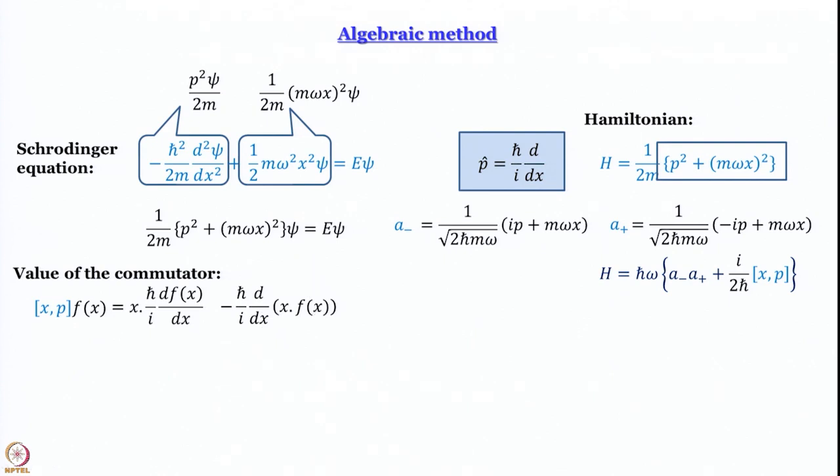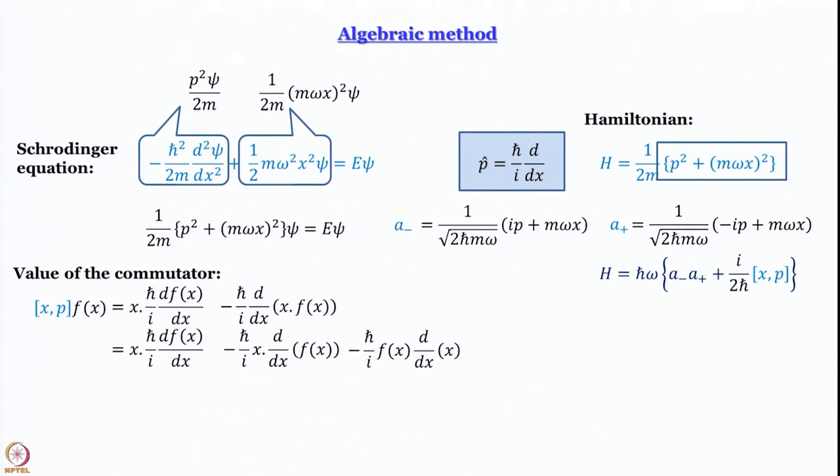Of course, you know very well what to do when you have to differentiate a product. d/dx of uv is equal to u dv/dx plus v du/dx. Let us do that. The first term remains the same. In the second term, I can take x out and write minus h cross by i x multiplied by d/dx of f(x). The second part will have f(x) come out, so I get minus h cross by i f(x) d/dx of x.